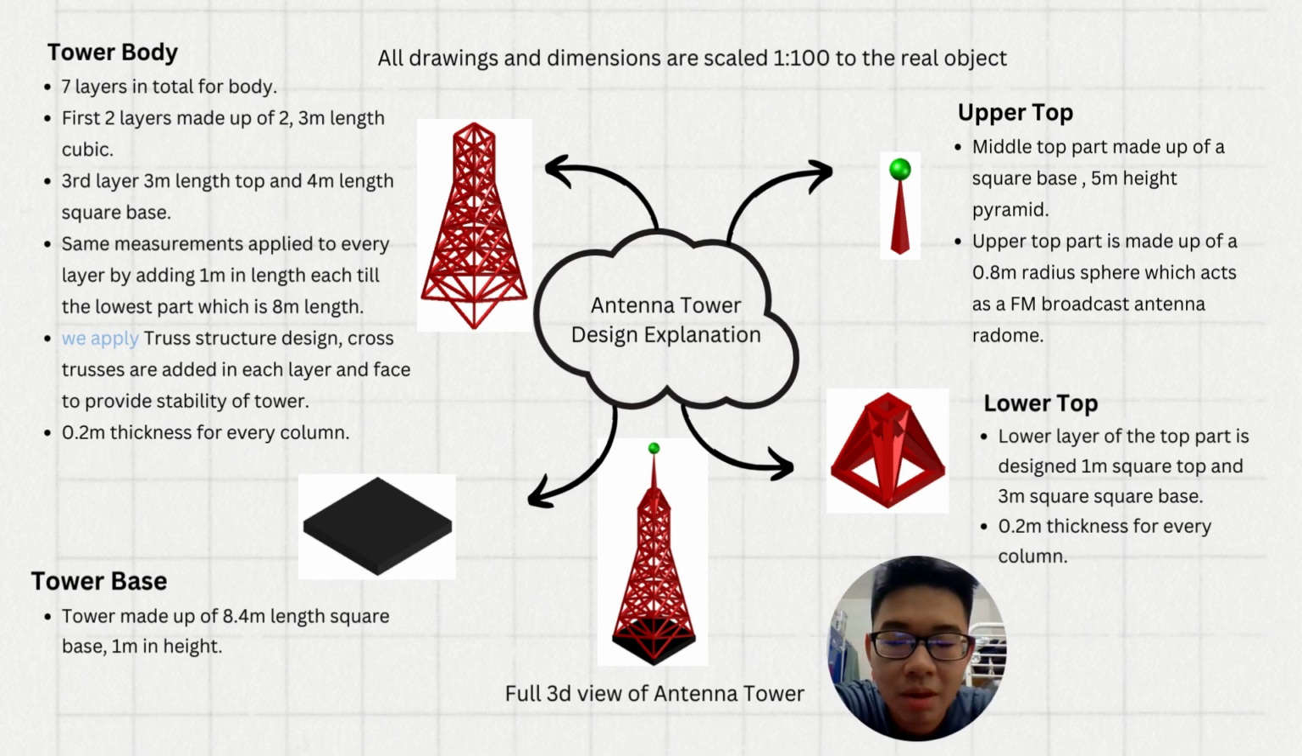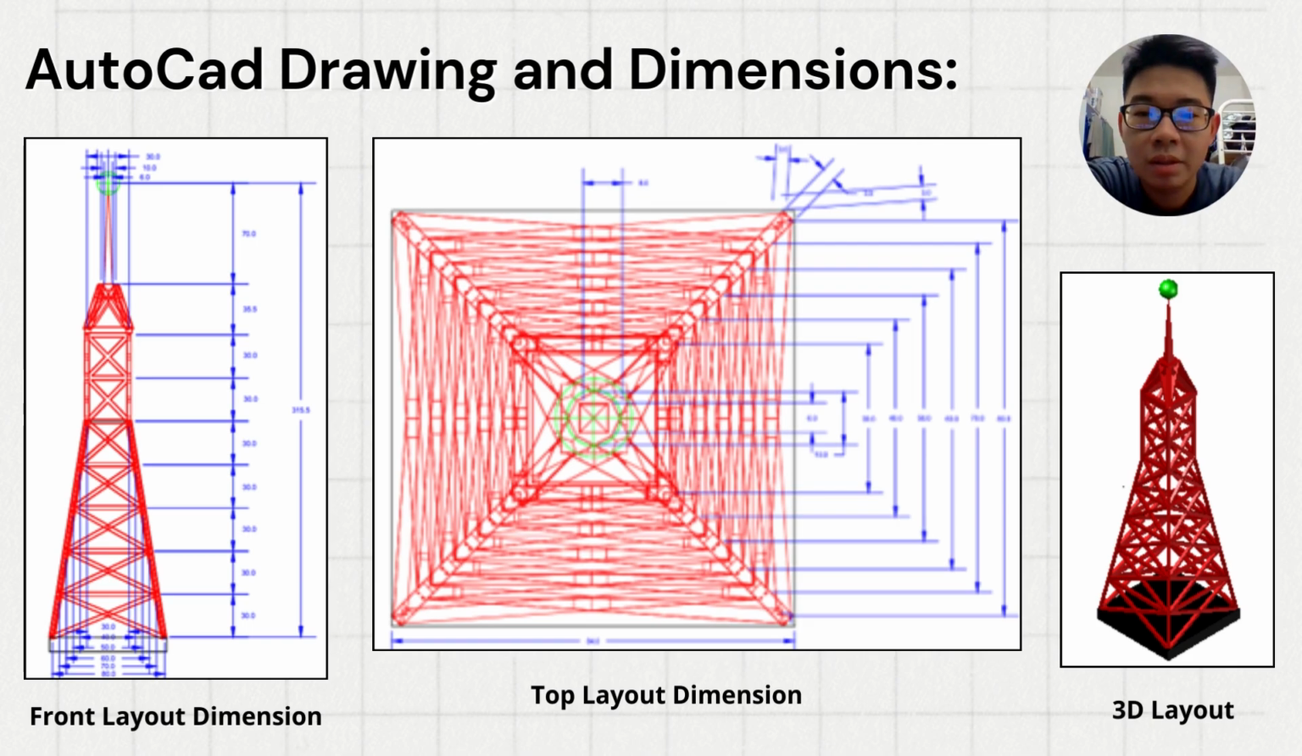For the lower top, the lower layer of the top part is designed with a 1 meter square top and 3 meter square base, and 0.2 meter thickness for every column. And the image below shows a full 3D view of our antenna tower. This slide shows our AutoCAD drawing and dimensions. The first picture shows the front layout dimension of our antenna tower. The second picture shows our top layout dimension, and the third picture shows the 3D layout of our final product.